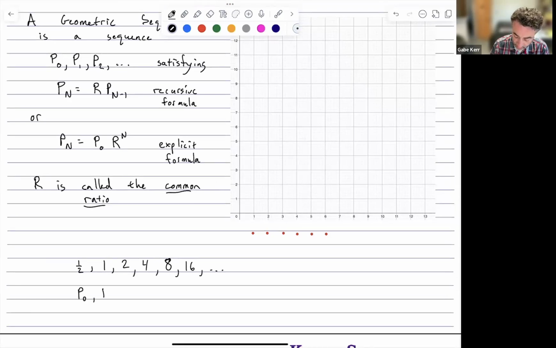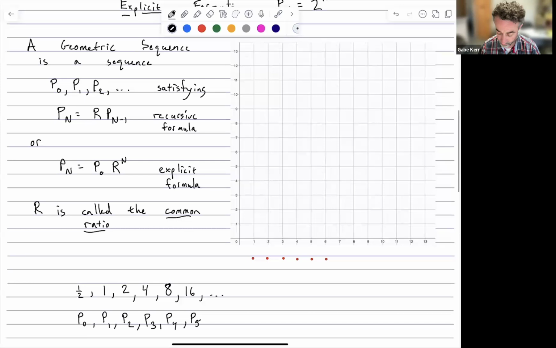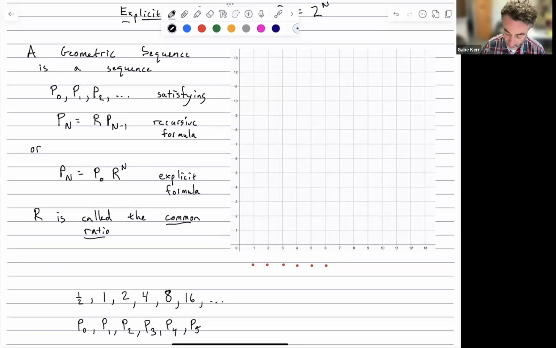This is P1. This is P2, P3, P4, P5. I'll be able to go up in this graph to P4. So let's see how it looks if we plot this. So I get P naught is 1/2. It's sort of right around here.